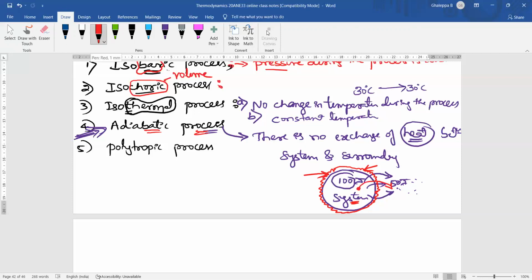Any doubts you have in the adiabatic process? No, sir. Okay, I will give an industry example. This is a general example.